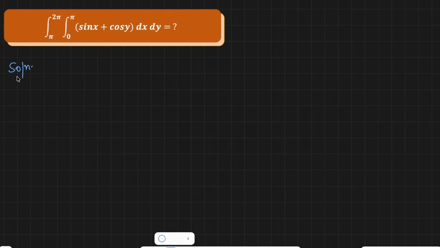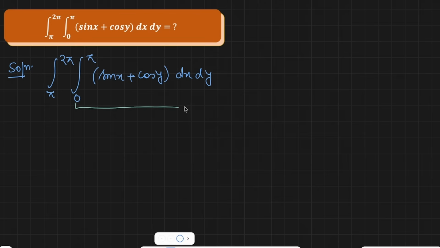It is very easy. This is pi to 2 pi, and this is 0 to pi, constant limits. Now it is sin x plus cos y, this is dx dy. Whenever it is given dx, first I am integrating with respect to x, then I am integrating with respect to y. So this is the limit of x, this is the limit of y. First I am integrating with respect to x, then with respect to y.